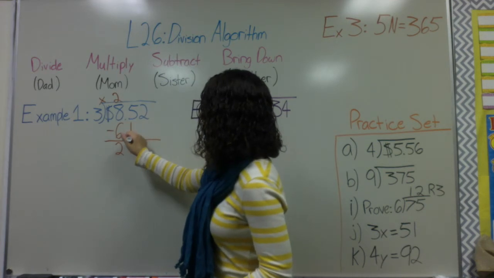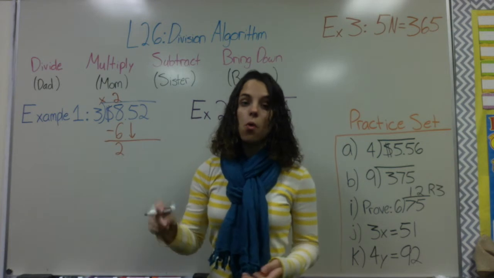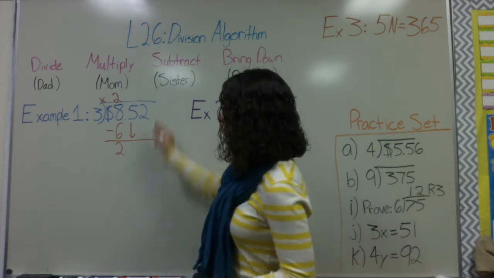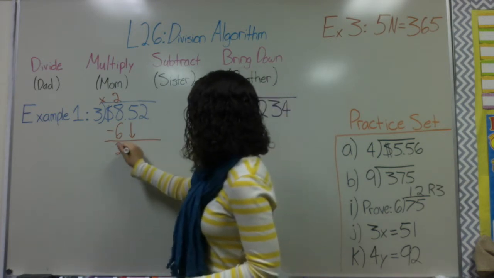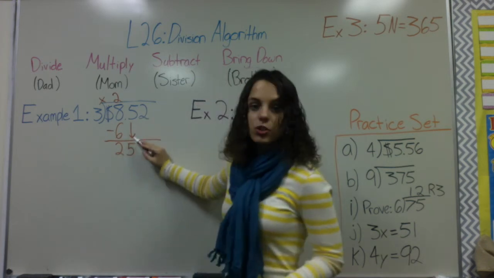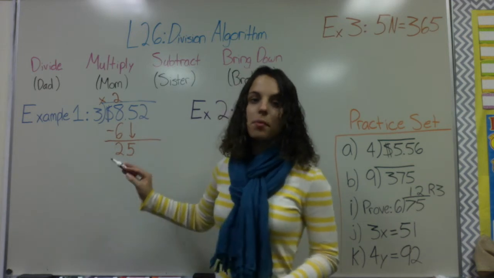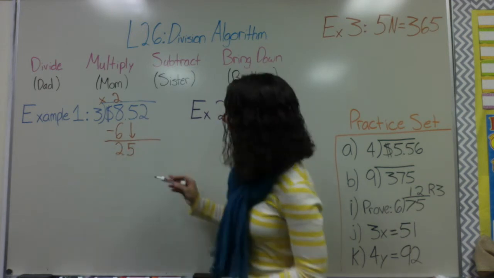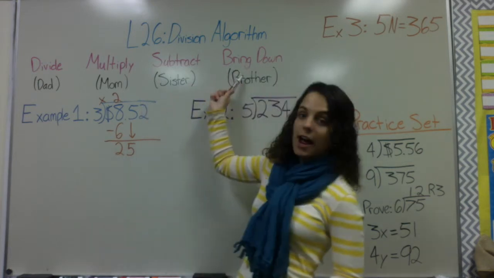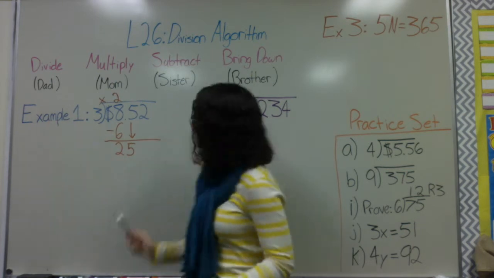You're always going to bring down your next digit. Even if you just have zeros, you always bring down until we do not have any more digits to bring down. So I'm drawing an arrow because that's what I want you to do. I want you to draw arrows to start out with so that you know which digit I'm bringing down. We know step by step and we're not skipping steps. Then, after I bring down, guess what? I go all the way back to divide.